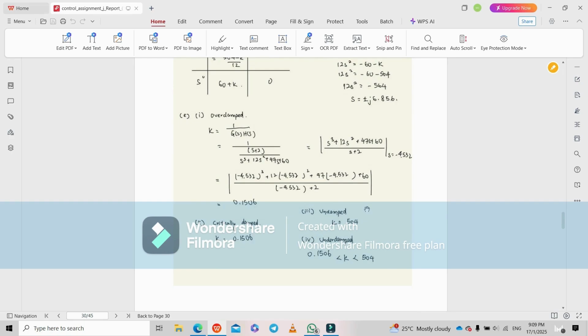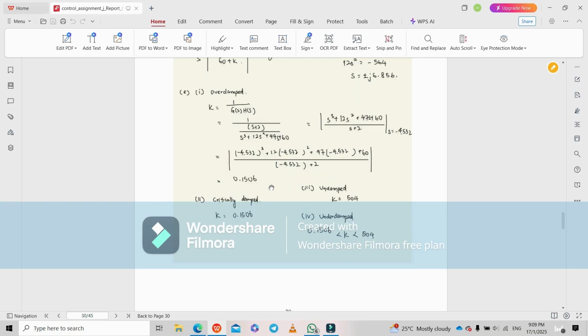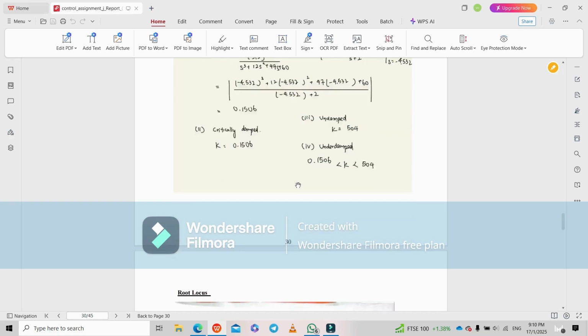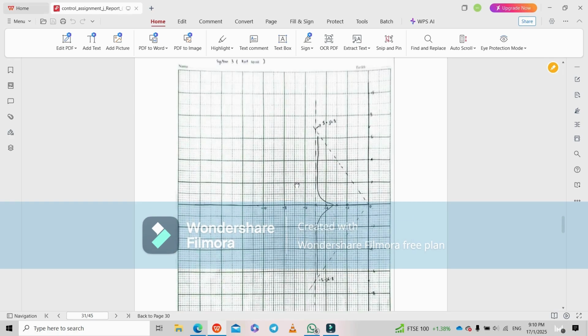Then part E is to find the overdamped, critically damped, underdamped, and undamped. So after that, substitute into the formula, given s equals negative 4.532, then we found that the overdamped is k less than 0.1506. The critically damped is k equals 0.1506. Undamped is k equals 504. Underdamped is between 0.1506 and 504. Then this is the root locus.